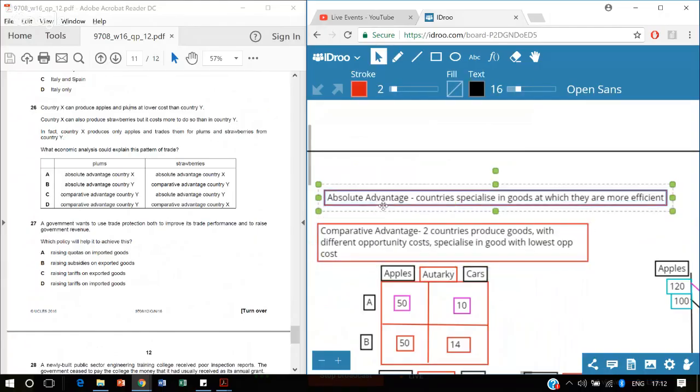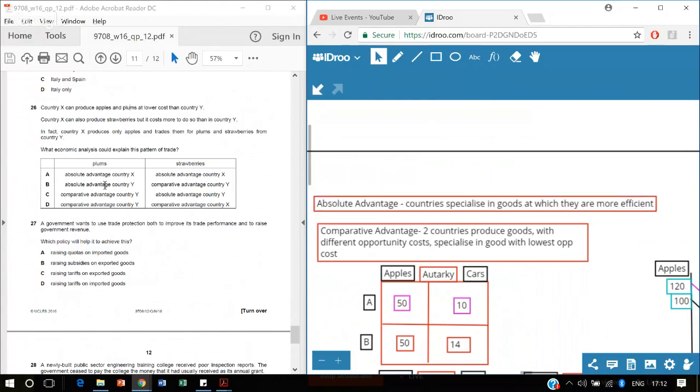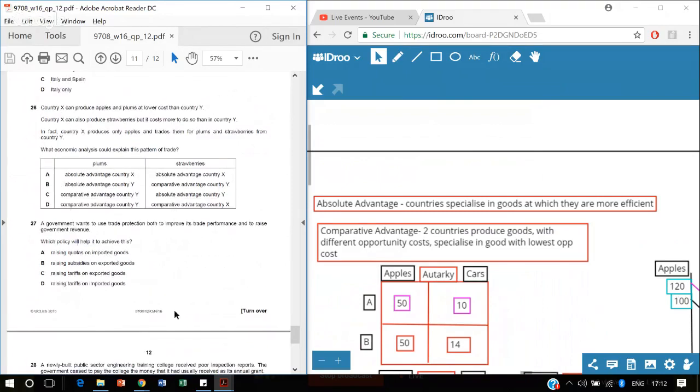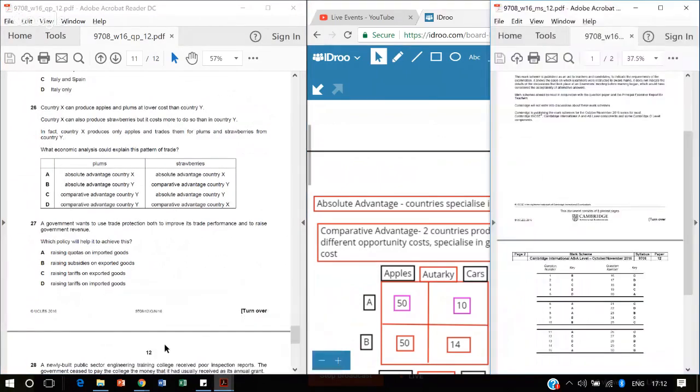Yeah, as long as you remember these two definitions, then you can always do it. Okay, and I think that is the correct answer as well. Let's just confirm with the marginal. 26C. Very good.